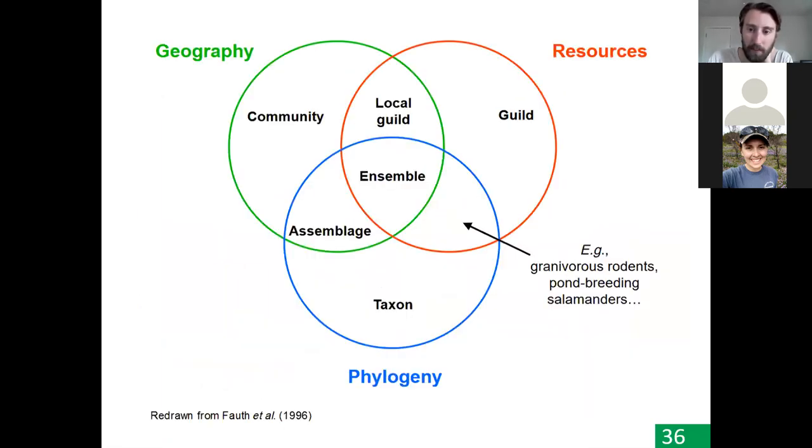So let's go back to this figure. They're all using the same resources, so that's a guild. I would say it's a local guild because they're all on the saguaro cacti and where they occur in the Sonoran Desert. But that wasn't one of the choices. So of the choices that I gave you, guild would have been the best answer there.